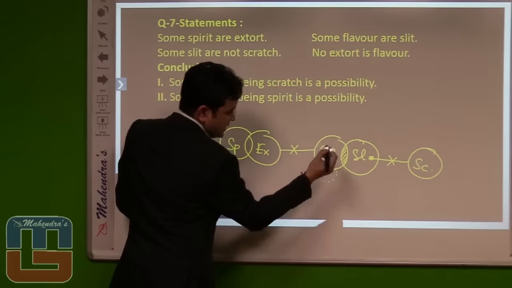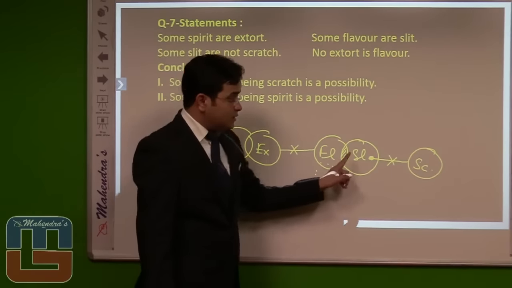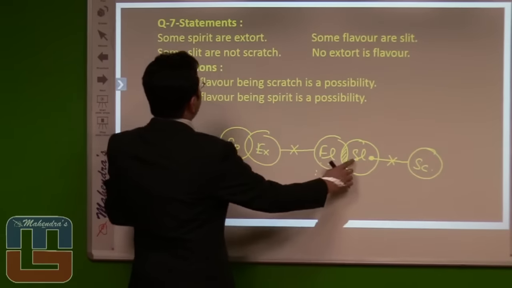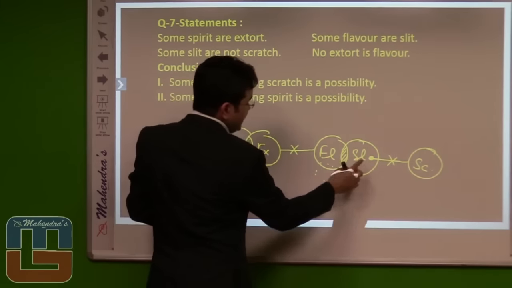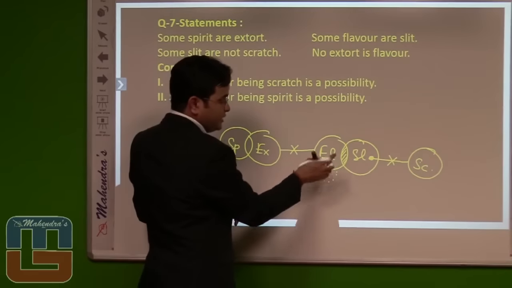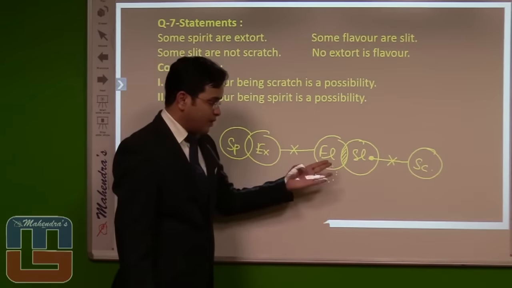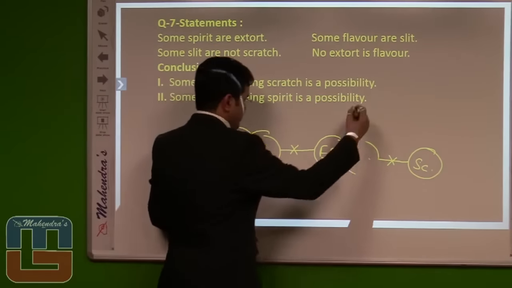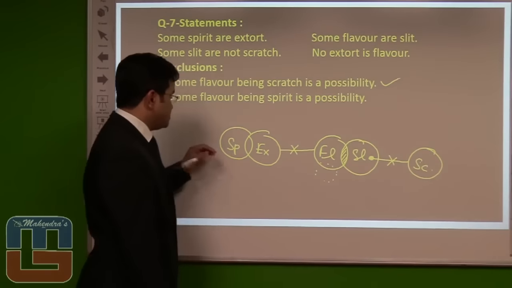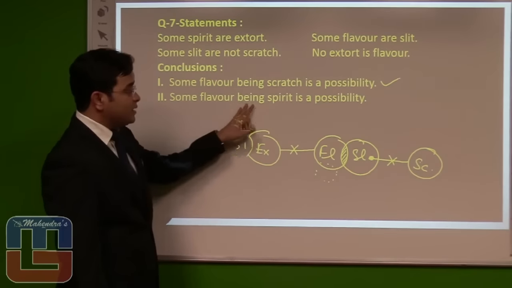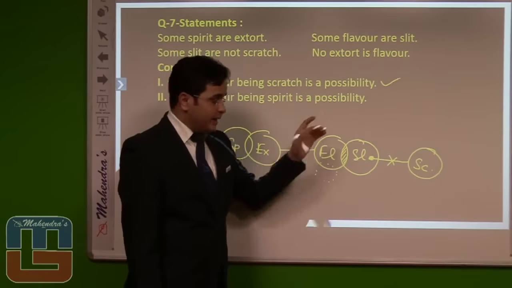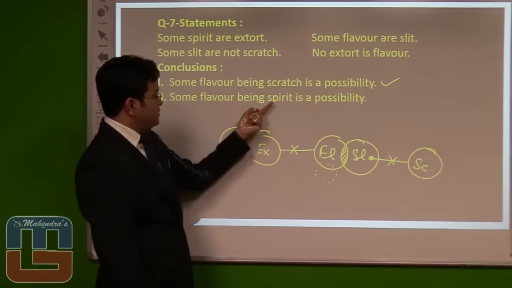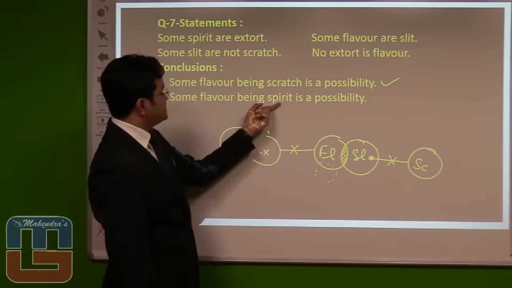Here we can draw a scratch, and in that case the statement was some slit are not scratch. Again we are following that one, and we can draw some flower are scratch. It means this conclusion, some flower being scratch is a possibility, is true. Okay, moving towards the next one. Some flower being spirit is a possibility. It is saying some flower being spirit. Some flower being spirit is a possibility.